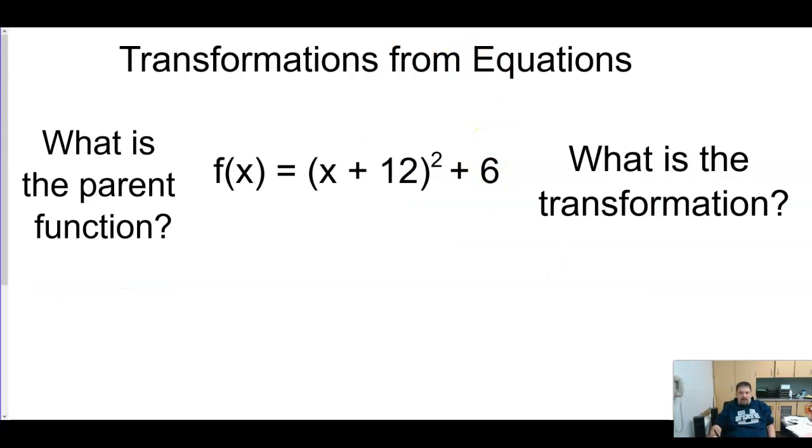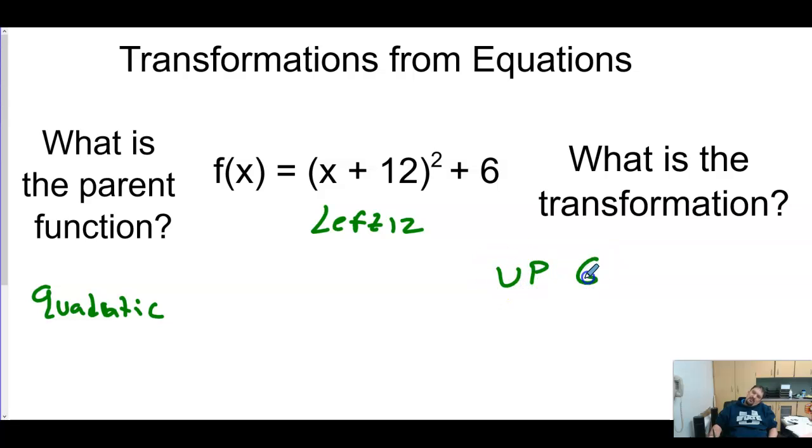All right, now notice on this one there's 2 of them happening. First off, what's the parent function? Here's the x. The x is inside of a square, which means this is a quadratic function. All right, the inside lies. So what's going on right here? It's really going to the left 12. And the outside tells the truth, so the plus 6 means I'm going up 6. So I'm up 6 and left 12 because the inside lied.